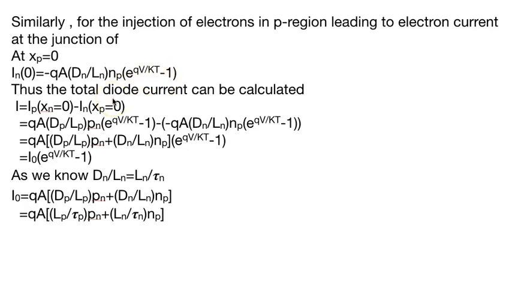Now the total diode current, if we add both values, combines to give QA times (Dp/Lp Pn plus Dn/Ln Np) times e to the power QV/KT minus 1. I0 is this equation. If we relate the diffusion coefficient with the diffusion length, then the formula will be equal to diffusion length divided by the time period, and this will give me this value of I0.